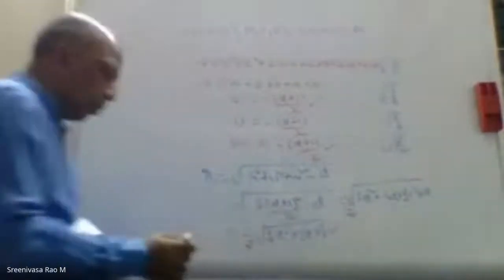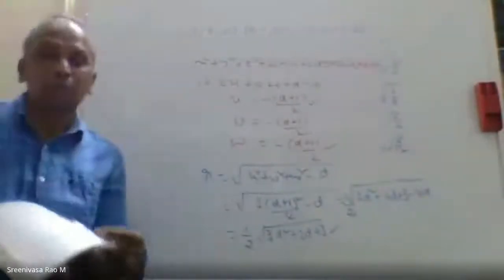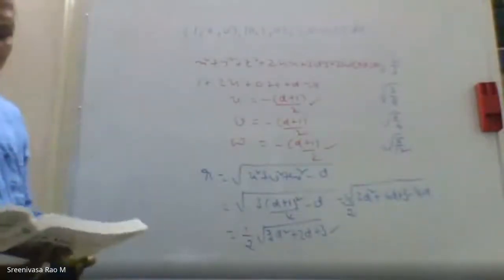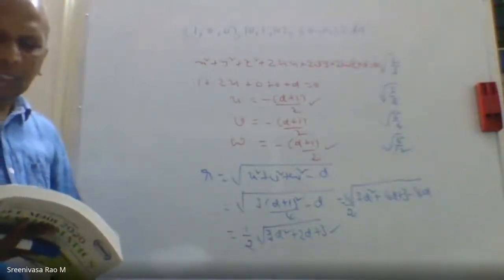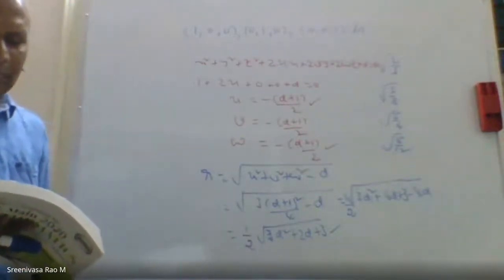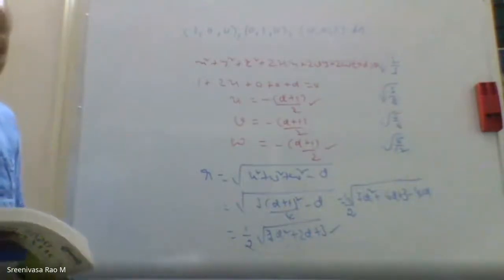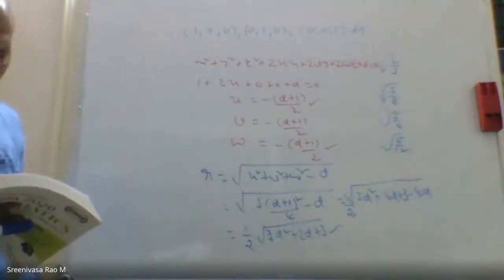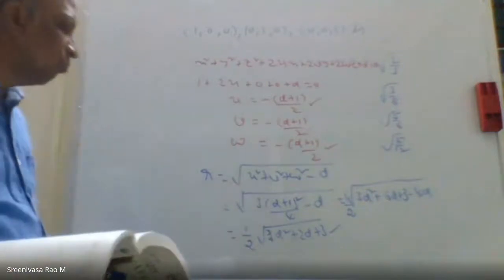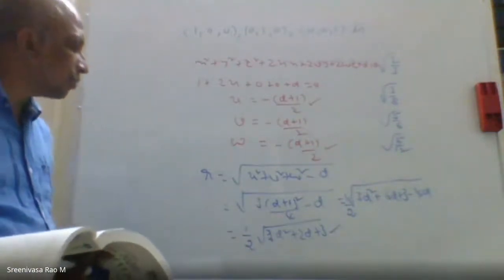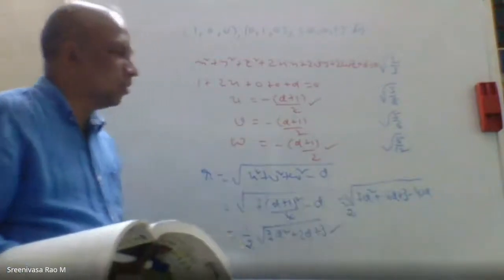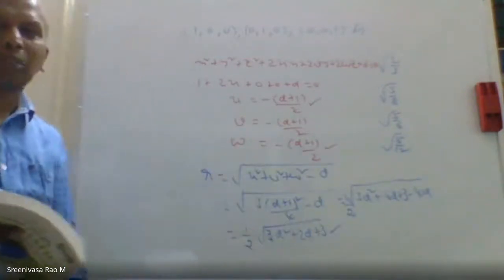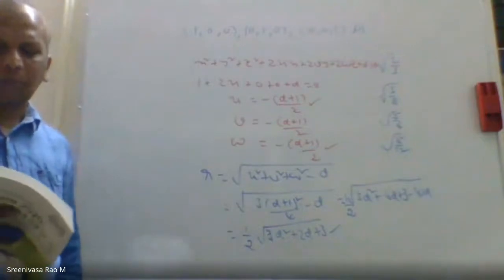So they are saying the radius should be minimum. They are asking that 3d square plus 2d plus 3 should be minimum. Now how can you decide about the minimum? They have given only the smallest radius of the sphere passing through those points. Now I got radius is equal to this equation, 3d square plus 2d plus 3, and the value should be minimum.